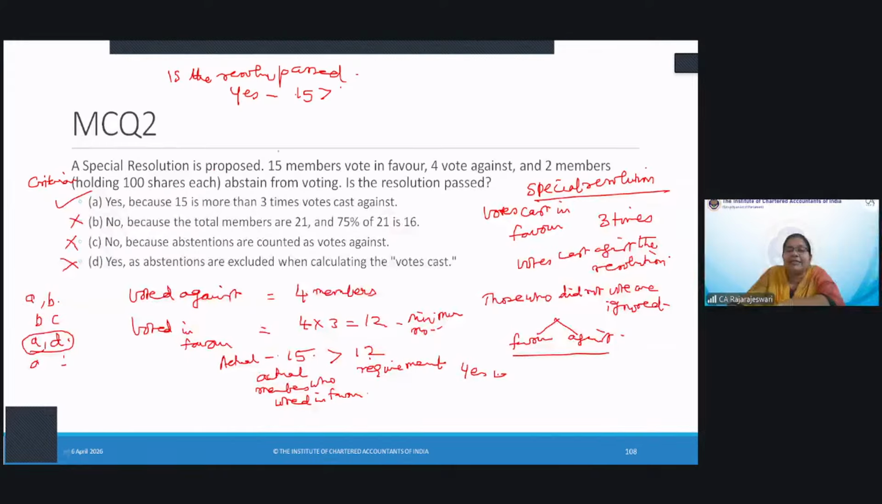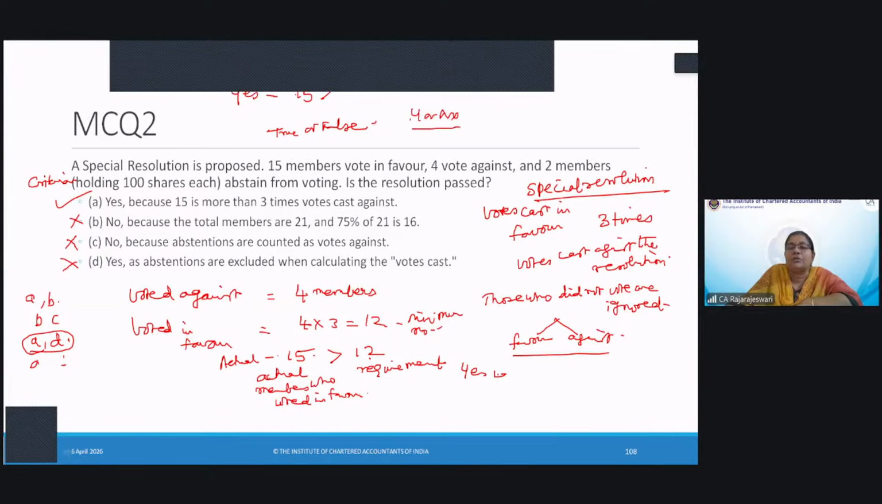But here, is the resolution passed? Yes, because 15 is more than 3 times the votes cast. That is the criterion. So you have to see when the resolution is passed. If they say true, then it is correct. D you can say that is true. The question is they are not asking true or false. The question is, is the resolution passed? Yes or no? Read the question. So yes is the answer.